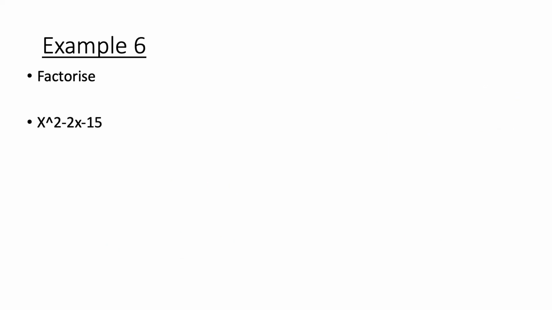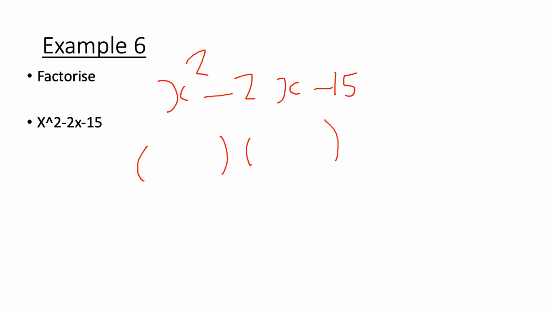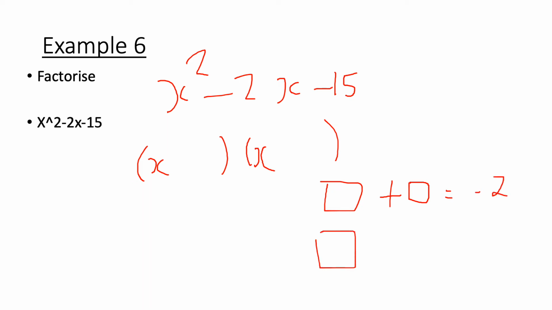Example 6, guys. Factorize x squared minus 2x minus 15. It's a bit more tricky, this one. Again, double brackets. x squared is going to be x and x. And then it's 2 numbers that add to make minus 2 and multiply to make minus 15. What I'm going to do here, guys, is put a plus and a minus, because a positive times a negative gives me a negative. So I know that one number has to be positive and one number has to be negative to make minus 15.